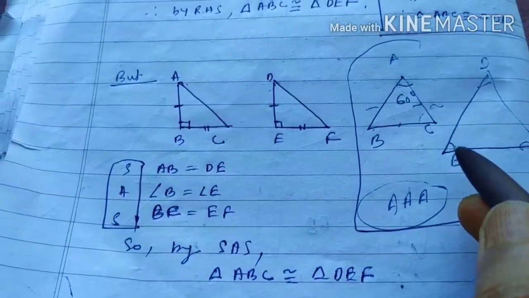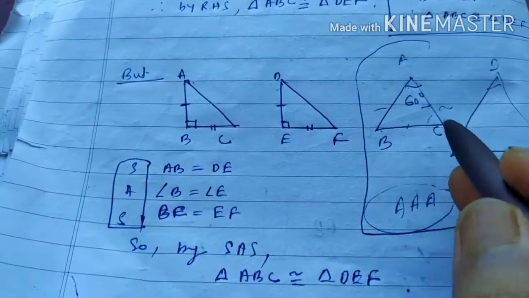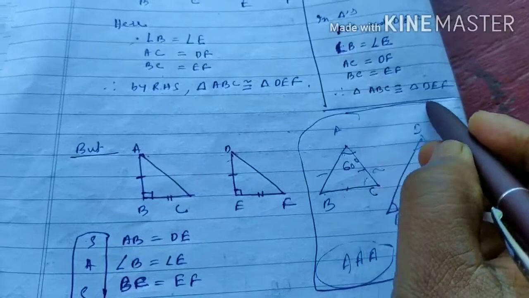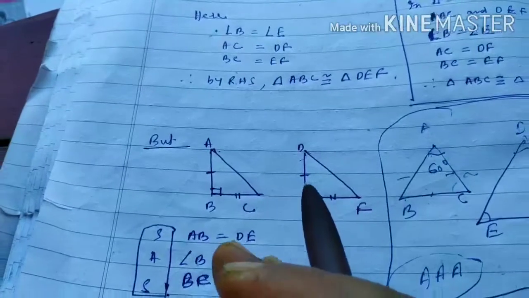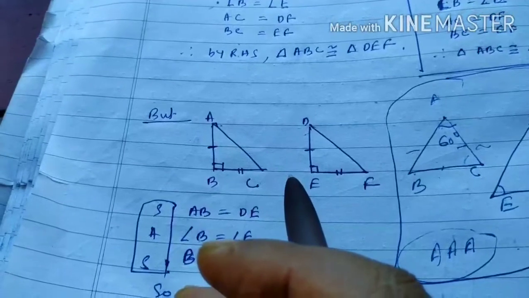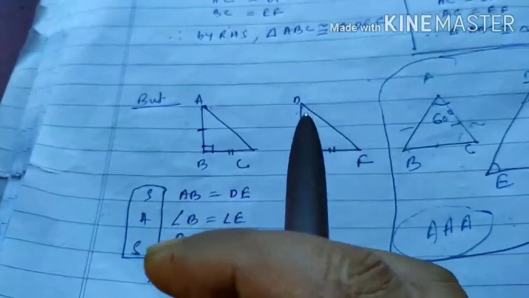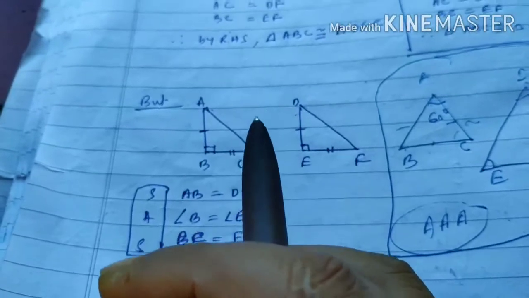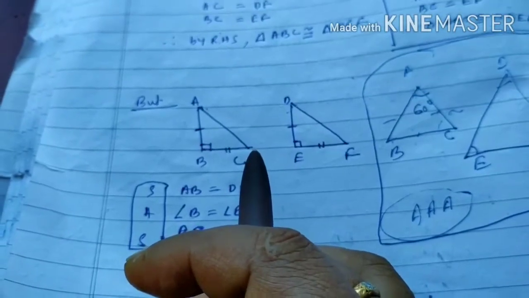Even if the angles of an equilateral triangle are 60, 60, 60, the triangles need not be congruent. So what are the conditions for congruence? SSS, side angle side, angle side angle, angle angle side, and RHS. If the given conditions are satisfied, then we can say the two triangles are congruent.